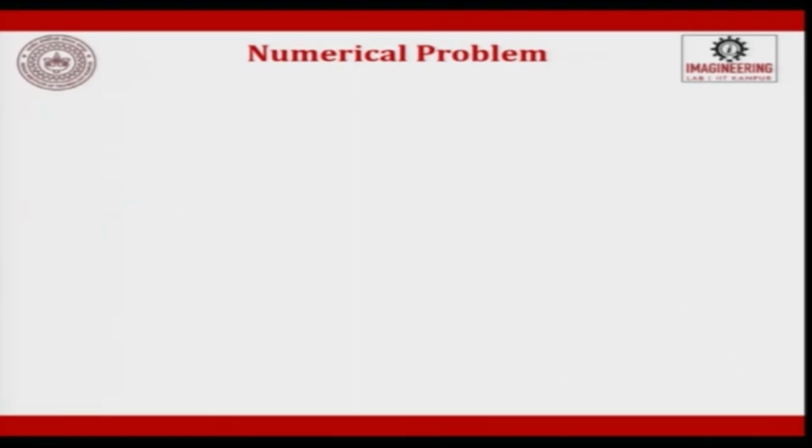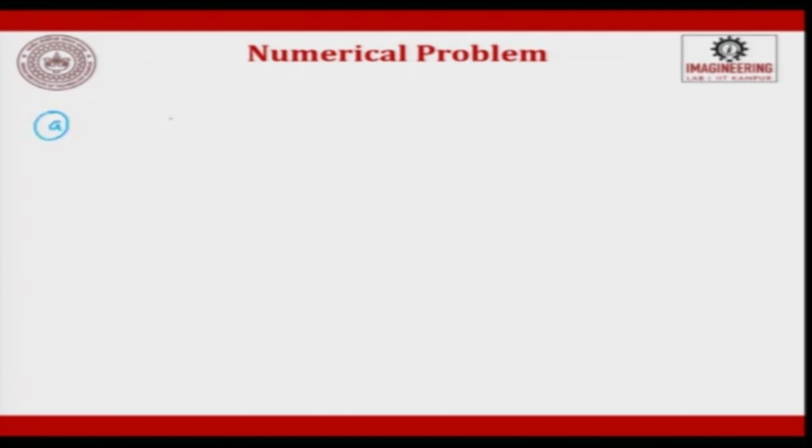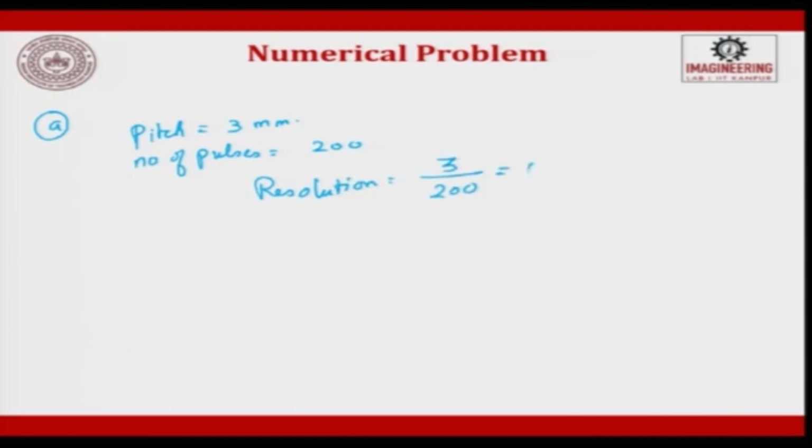So, let us try to solve it. What was question number A? Question A was to determine how closely the position of the table can be controlled. For that, we know that the pitch is 3 millimeter and the number of pulses is 200. So, the resolution or the increment is nothing but pitch divided by number of pulses, which is 0.015 millimeter, or you can convert it into microns.